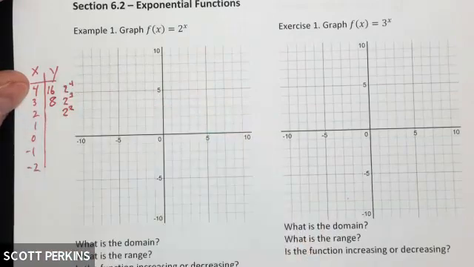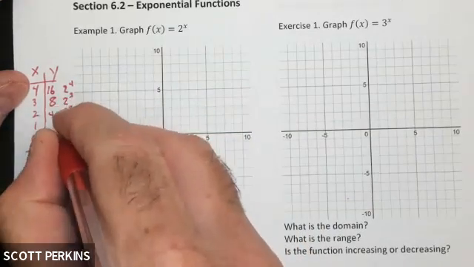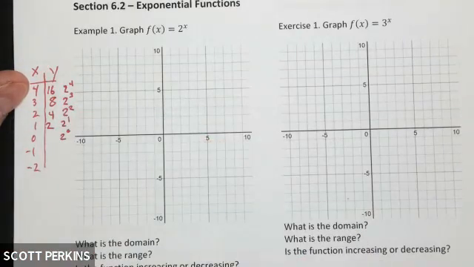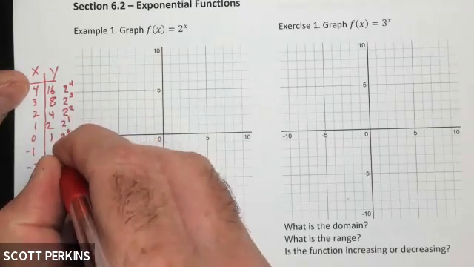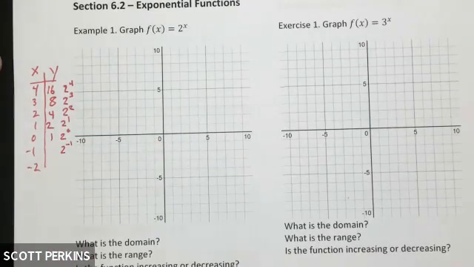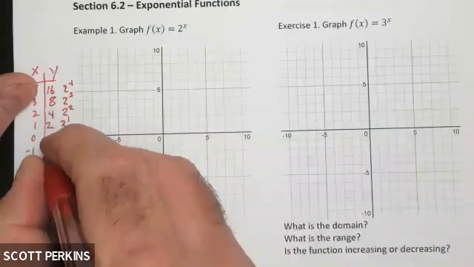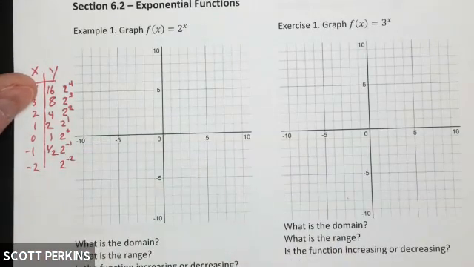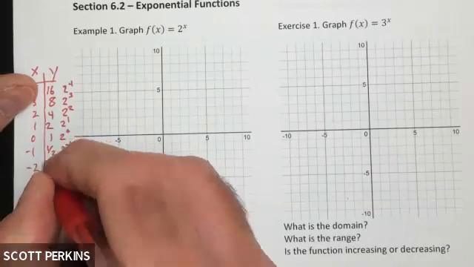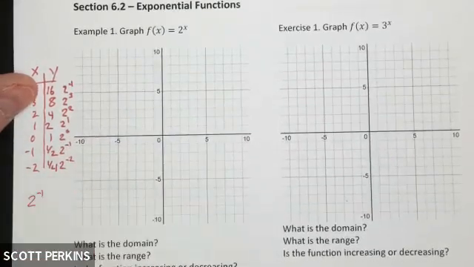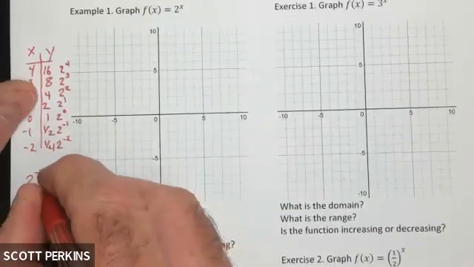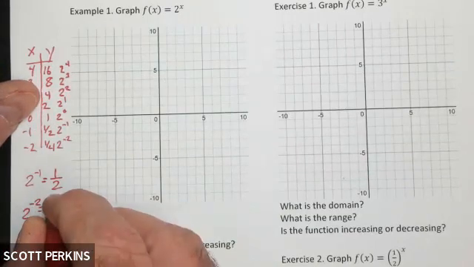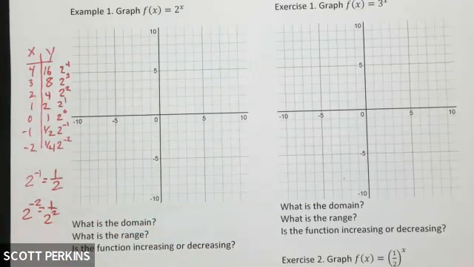2 to the 2nd is 4, 2 to the 1st is going to be 2. Here's the big one: 2 to the 0. What is 2 to the 0? It is 1. 2 to the -1. Negative exponents mean the base is in the wrong place. So that is going to be 1 over 2. And last but not least, 2 to the -2 is going to be 1 over 2 squared, which is 1 over 4. In case you've forgotten how negative exponents work, 2 to the -1 means you flip that base and it becomes 1 over 2. 2 to the -2 becomes 1 over 2 squared, which is where we got the 1 over 4 from.